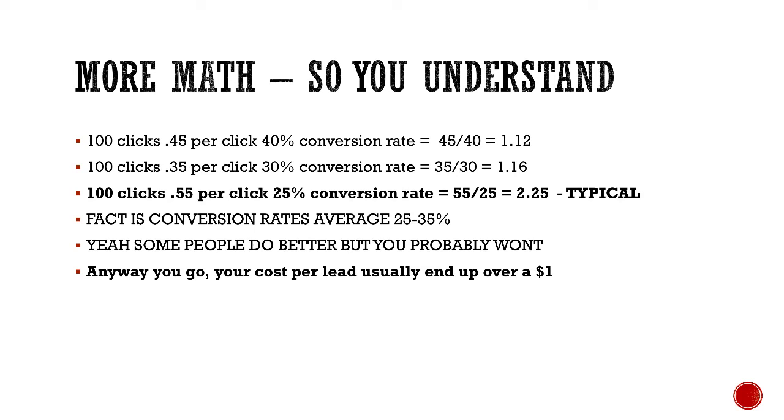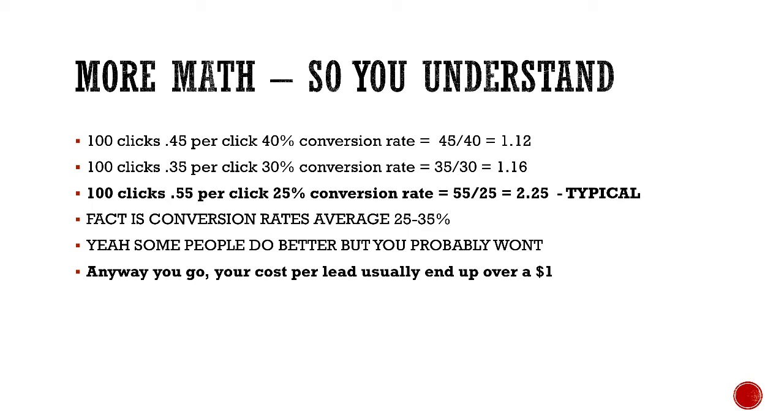You're probably not going to get a 50% conversion rate. But let's say you got a 40% conversion rate and you paid 45 cents. That's 45 divided by 40, which is $1.12 per lead. Now, your engaged lead is going to be 40% of that. Let's say you paid 35 cents per click. That's a better price, but you only had a 30% conversion rate. Actually cost you $1.16 per lead. You can see why paying more might have been cheaper.